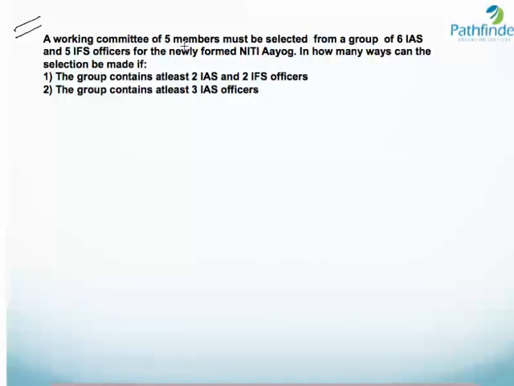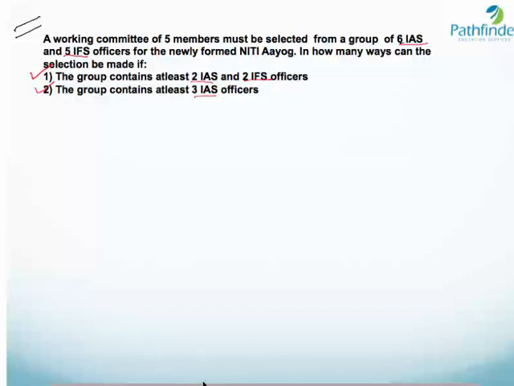A working committee of 5 members must be selected from a group of 6 IAS and 5 IFS officers for the newly appointed Niti Aayog. In how many ways can the selection be made if the group contains at least 2 IAS and 2 IFS officers? And the second part of the question is, the group contains at least 3 IAS officers.